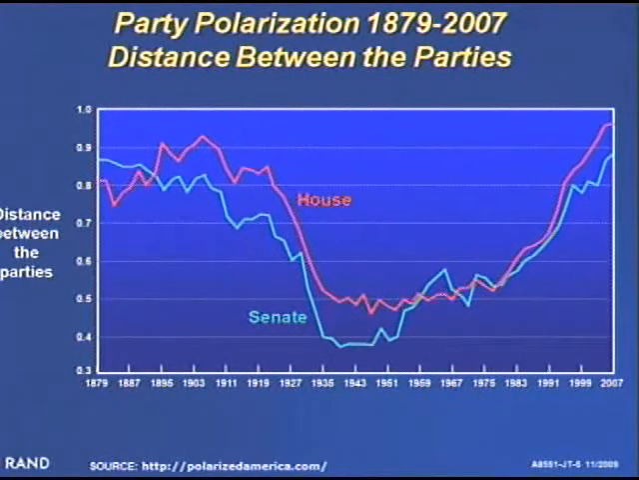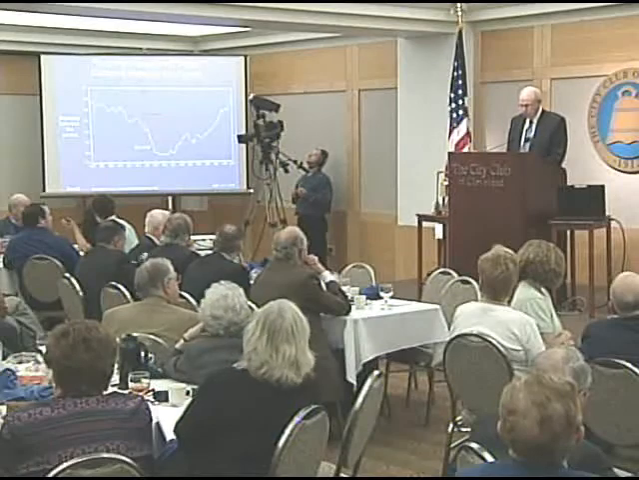From the mid-1970s until today, the Republican first dimension score rose from 0.25 to 0.55 in the House, and the Democratic score went from -0.3 to -0.4, bringing the polarization index to 0.95.